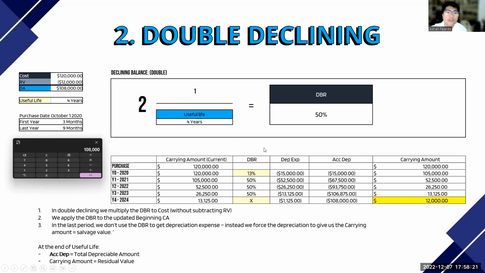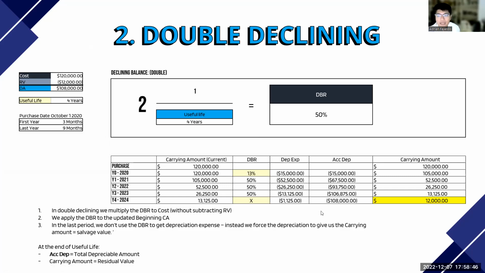108,000. So again, at the end, regardless of the method, at the end of the useful life, our ACDEP is equal to 108,000, which is equal to the depreciable amount, and yung carrying amount is 12,000, which is equal to our residual value, right? So ingat, pag mid-year, ang papatay sa inyo is yung DBR rate at the first year and then yung weird depreciation expense sa straight line kanina, right? So please be careful lang about that.